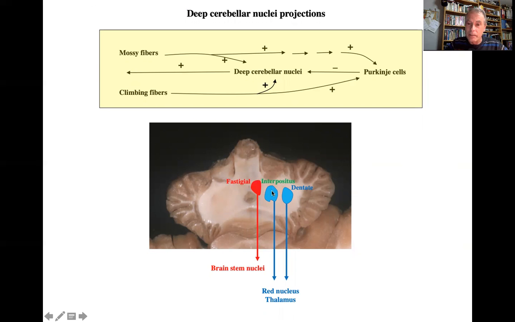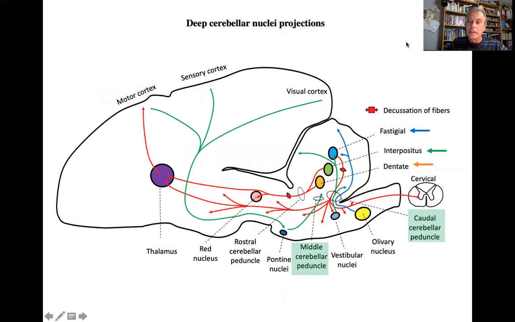So fastigial, interpositus, and dentate, right? And these ones are projected to prosencephalic and pyramidal and extrapyramidal motor centers, and the fastigial to brainstem nuclei to keep the tone of the muscles. So remember, the cerebellar nuclei project excitatory activity. However, they receive inhibitory activity from the Purkinje cells. This is a drawing that may summarize their relationships.